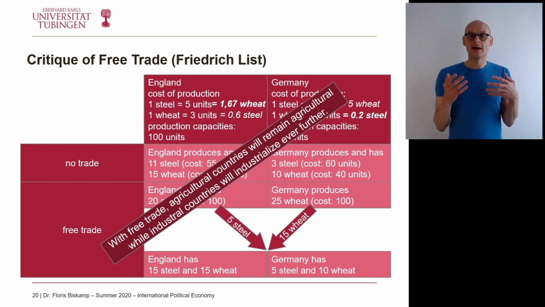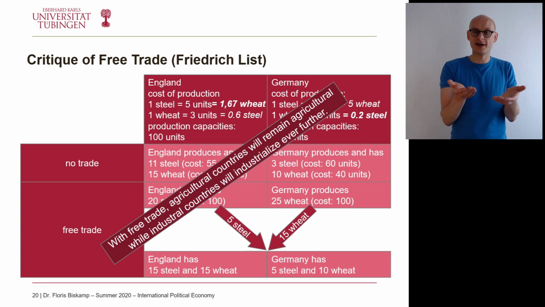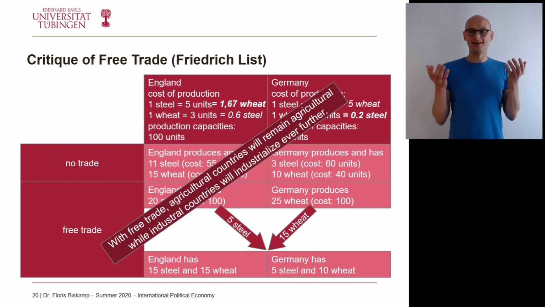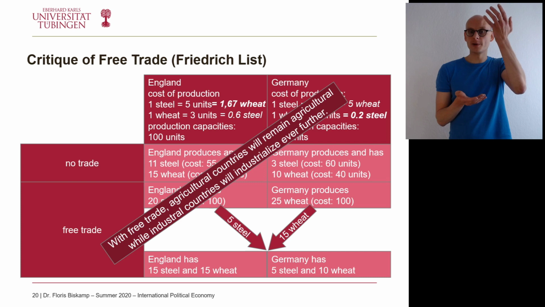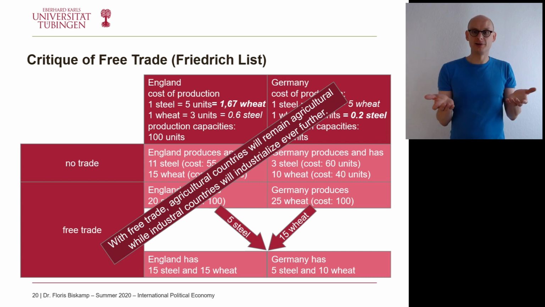So even though free trade might sound like it's something for the mutual benefit, and it even might be so for the very short term, because at the end of the year both have more steel and more wheat, in the long run it will only stabilize the hierarchies in the international political economy, with England advancing ever further and Germany stagnating down here, always relying on British steel.